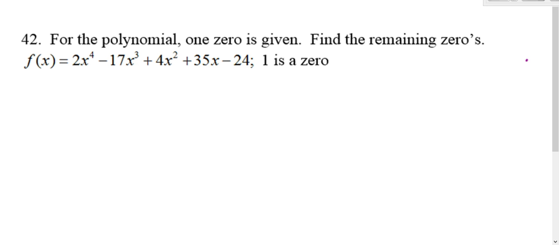For the given polynomial, we know that 1 is a 0. We need to find all the remaining zeros. First of all, since it's an x to the 4th, that means there's 4 zeros altogether. So we know 1 is one of those zeros, which means we can divide it off to find the remaining zeros. So let's do synthetic division with a 1.